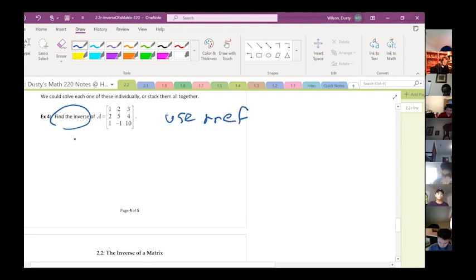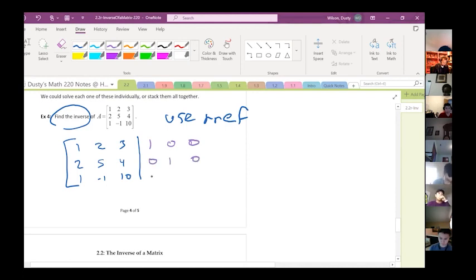So what I'm going to do is set up an augmented matrix like this: 1, 2, 3, 2, 5, 4, 1, negative 1, 10. And then I'm going to augment with the identity matrix: 1, 0, 0, 0, 1, 0, 0, 0, 1.